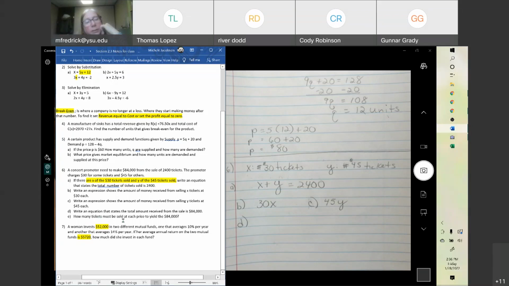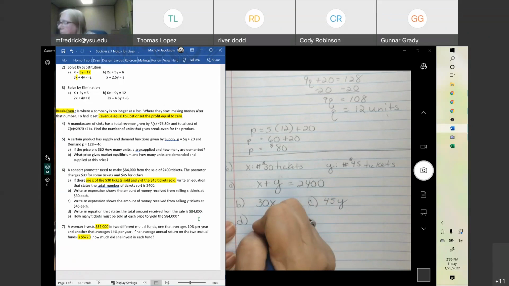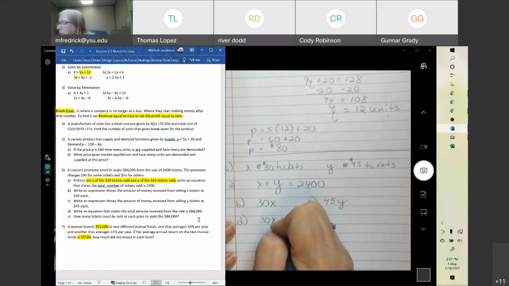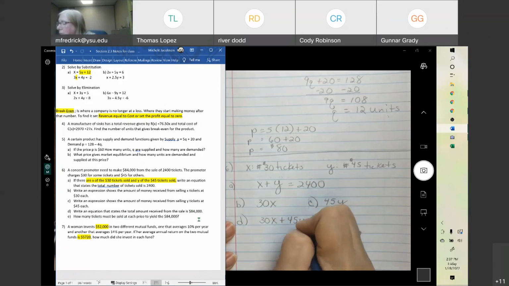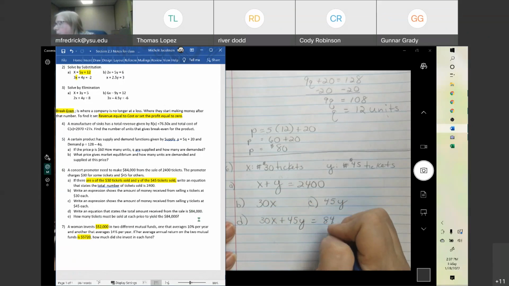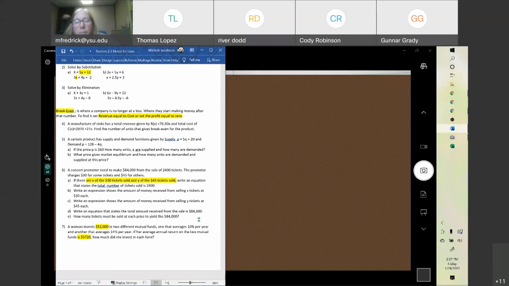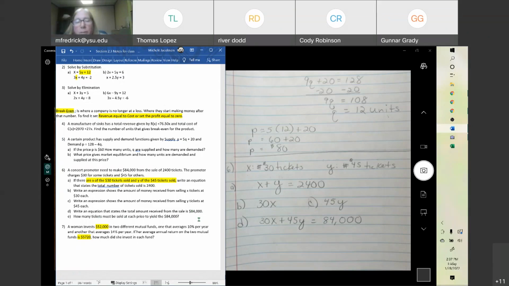Write an equation that states the total amount received from sales is 84,000. Well, this is the amount we're making on each set of tickets. The two together is $84,000. Any questions on that?